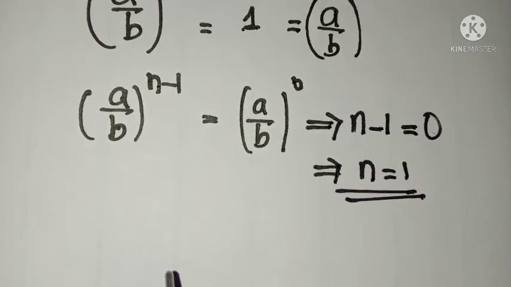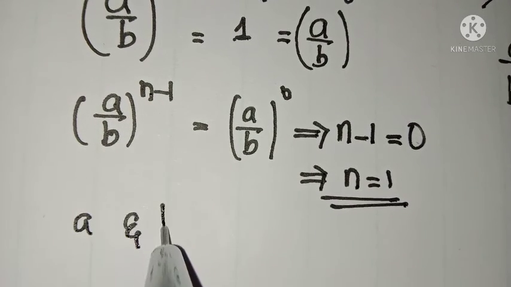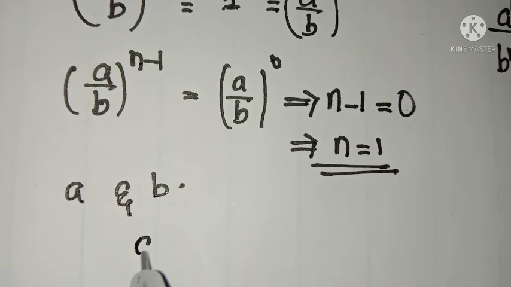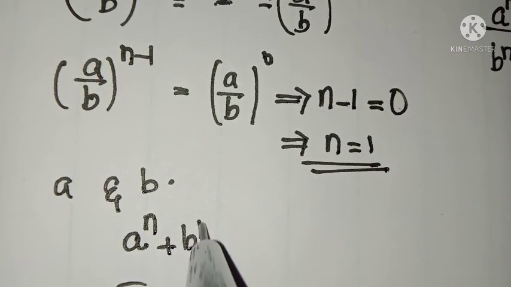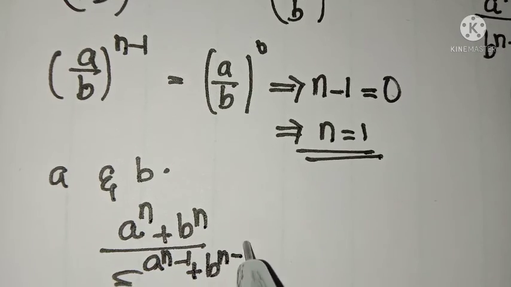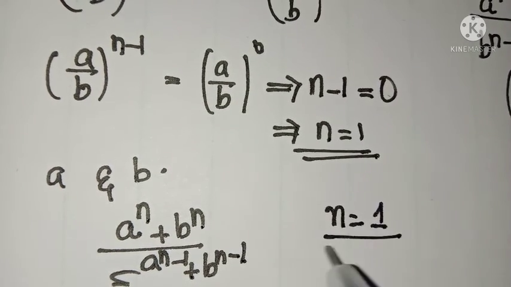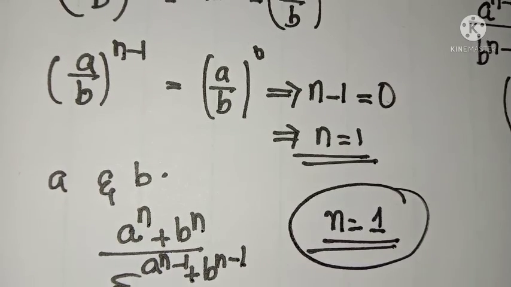So this is our question. If the arithmetic mean of a and b is given, that is a raised to n plus b raised to n by a raised to n minus 1 plus b raised to n minus 1, then what is the value of n? So the value of n is equal to 1.